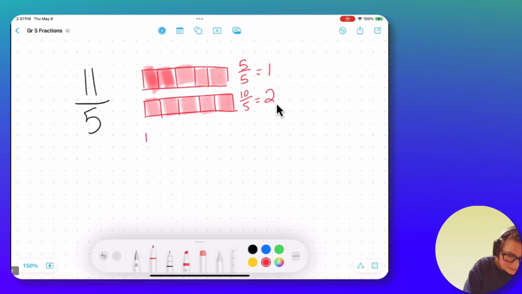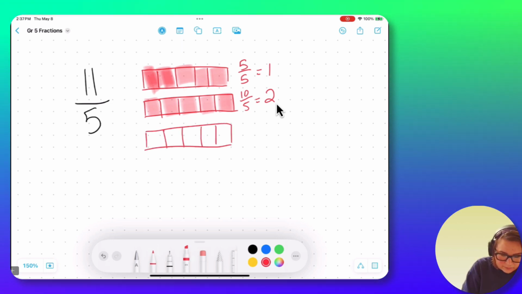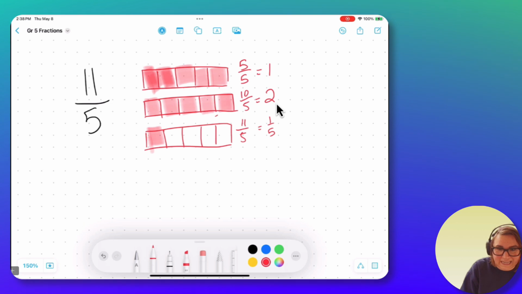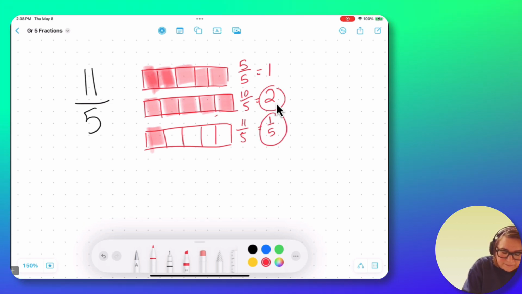And then on my next one, fifths again. So I'm up to 10. I just need one more. So that gets me my 11 fifths. So that's just an extra 1/5, right? So we have 5 and 5 is 10. That's going to give us 2 wholes plus another fifth. As a mixed number, this is going to be 2 and 1/5.